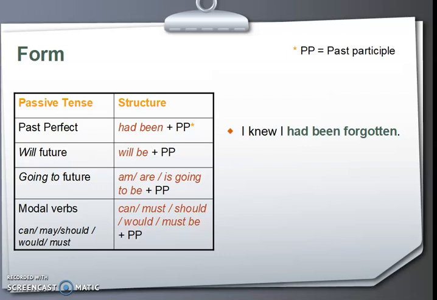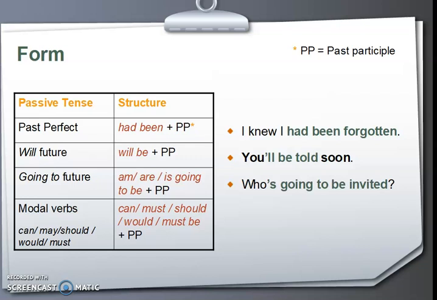Future simple, using will. We use will be plus past participle. You will be told soon. You'll be told soon. Okay. Going to for future. We use am, is, are plus going to be plus past participle. Who is going to be invited? Who's going to be invited?